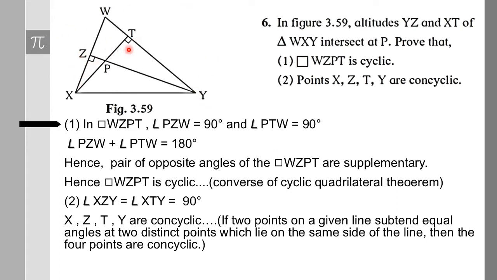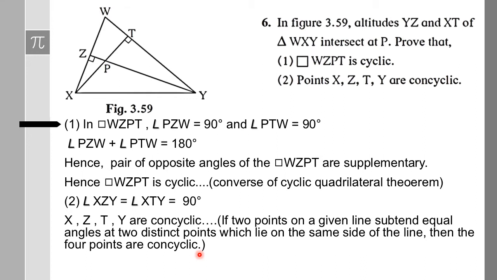These 2 angles subtended are on the same side of the line, and if they are congruent, then these 4 points are concyclic. Okay, so in words, precisely: if 2 points on a given line subtend equal angles at 2 distinct points which lie on the same side of the line, then the 4 points are concyclic. The proof of this property we discussed in the previous video.